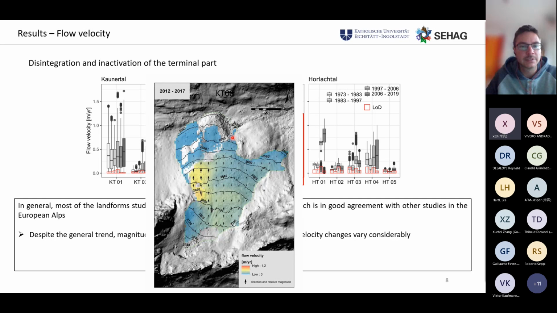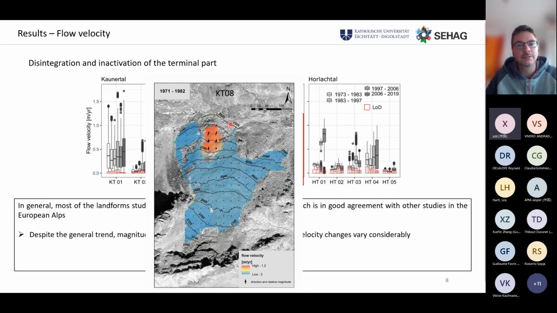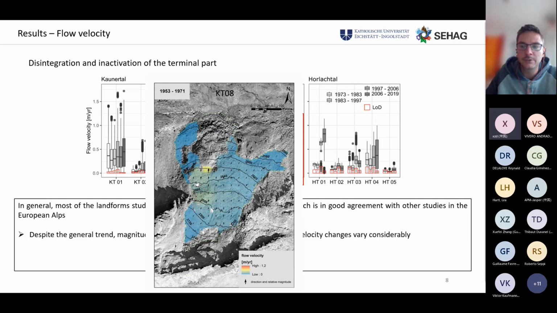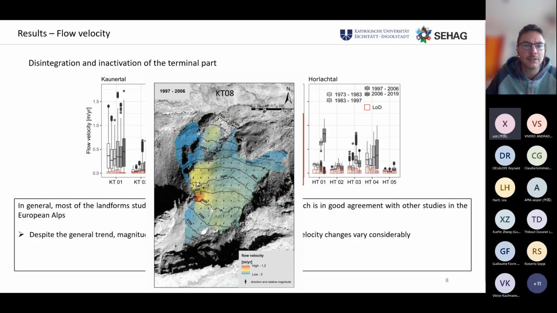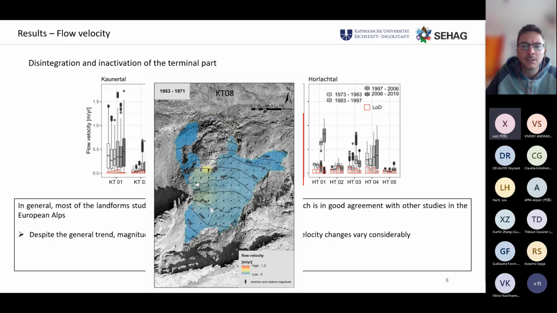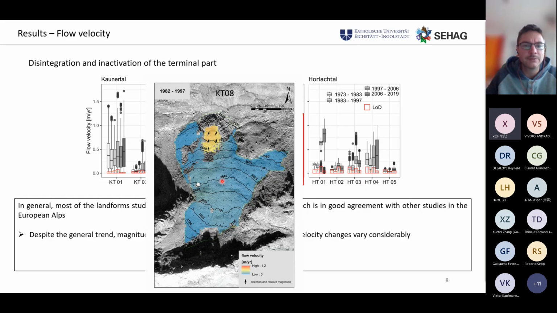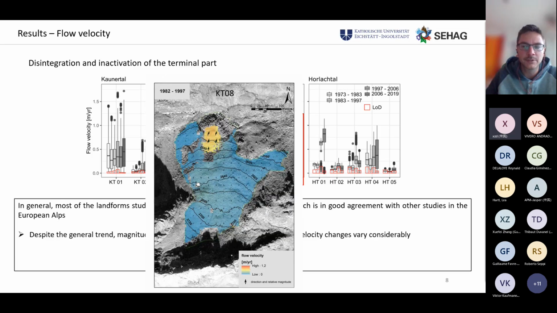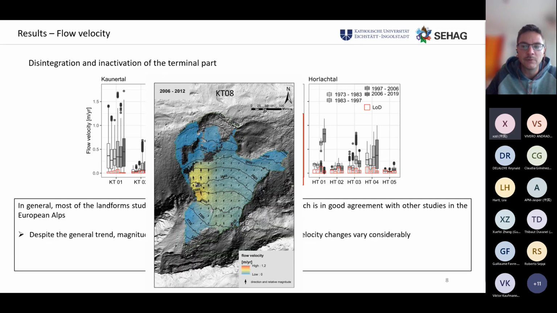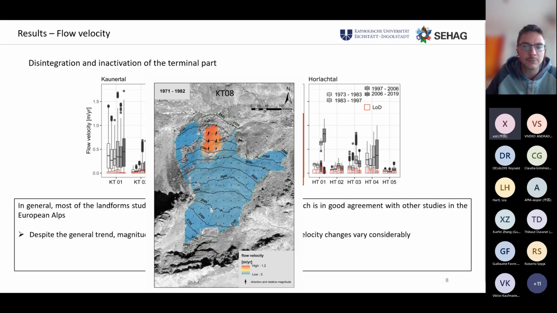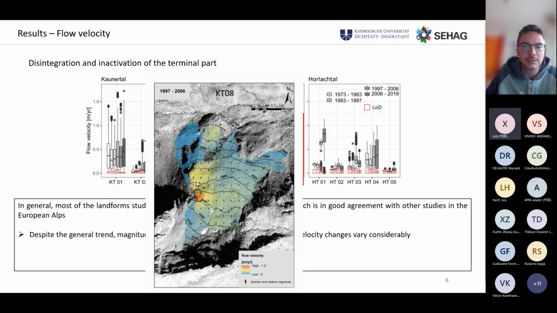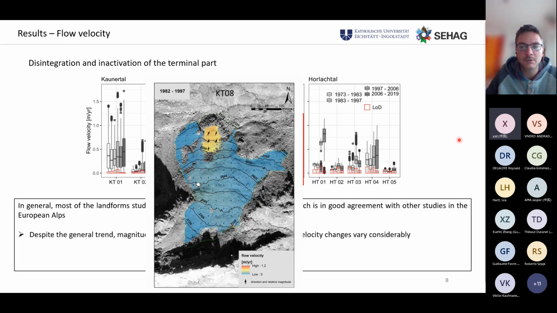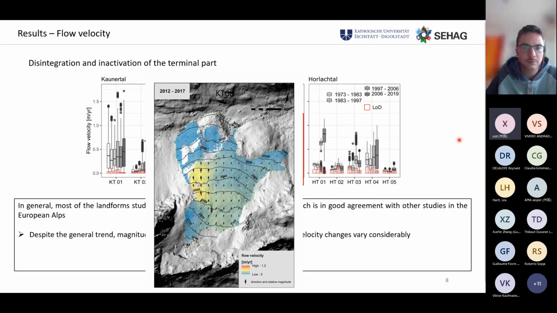And then in the first time step, the flow velocity is missing because the image correlation wasn't possible due to decorrelation. But we can see very high flow velocities, well above 1 meter, until 2006. And then, like here, the blue colors, almost no horizontal movement.